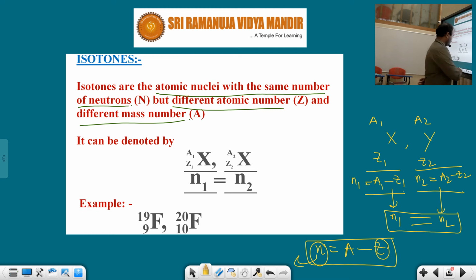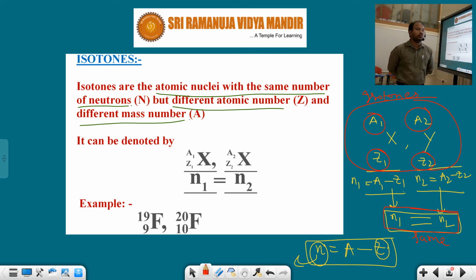If two elements have different atomic numbers and different mass numbers, but the neutron number is the same for both elements, then those elements are called isotones. So atoms of two different elements which have different atomic numbers and different mass numbers, but the same neutron number, are called isotones. Here we will take an example for isotones.